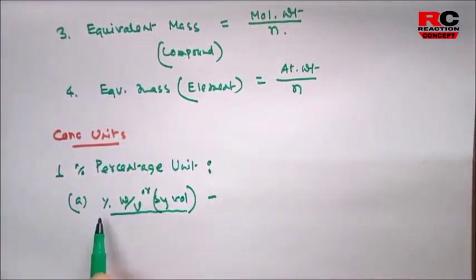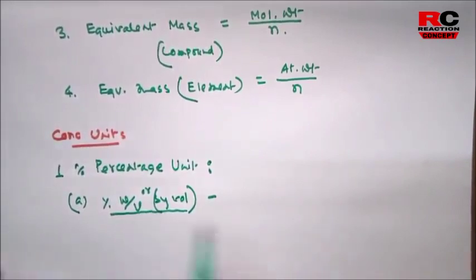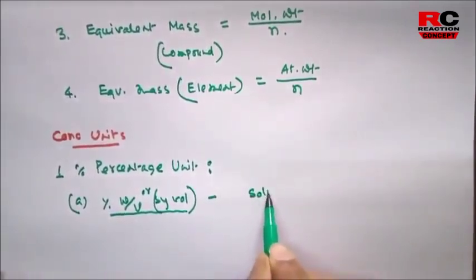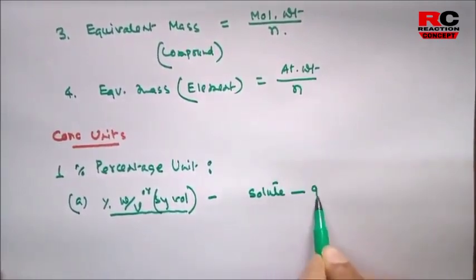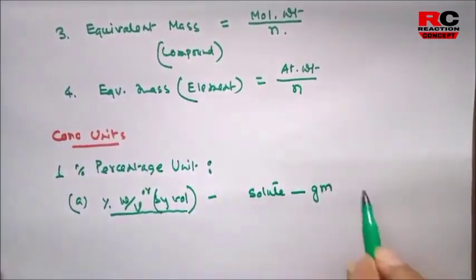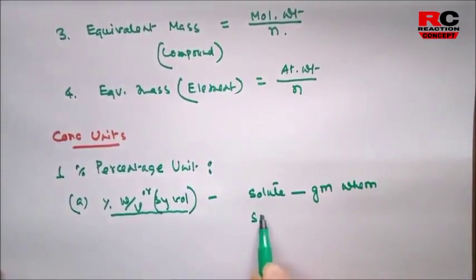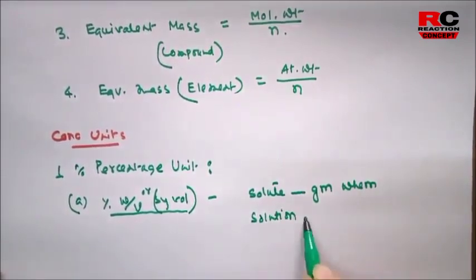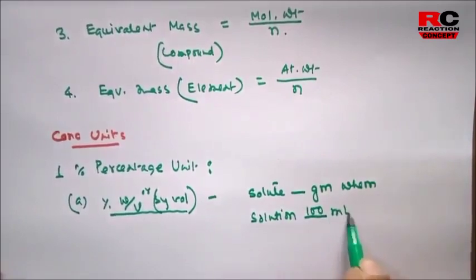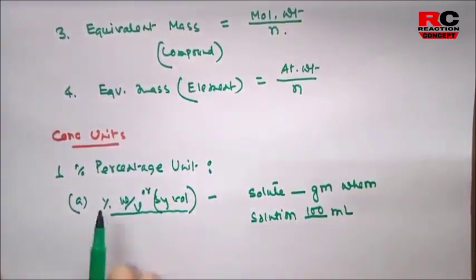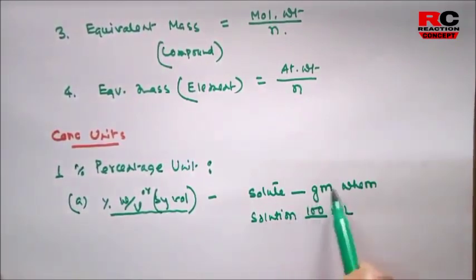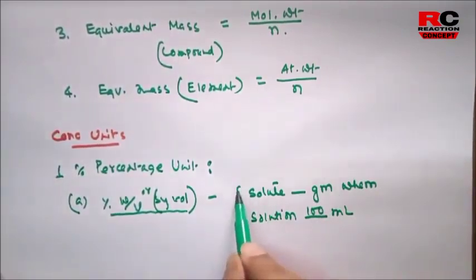So it is the amount of solute in a solution, in terms of gram, when the amount of solution is 100 ml. Okay, so percentage W by V, this percentage unit can be described as the amount of solute in terms of gram present in 100 ml of solution. That is known as percentage W by V, or weight by volume concentration of a solution.